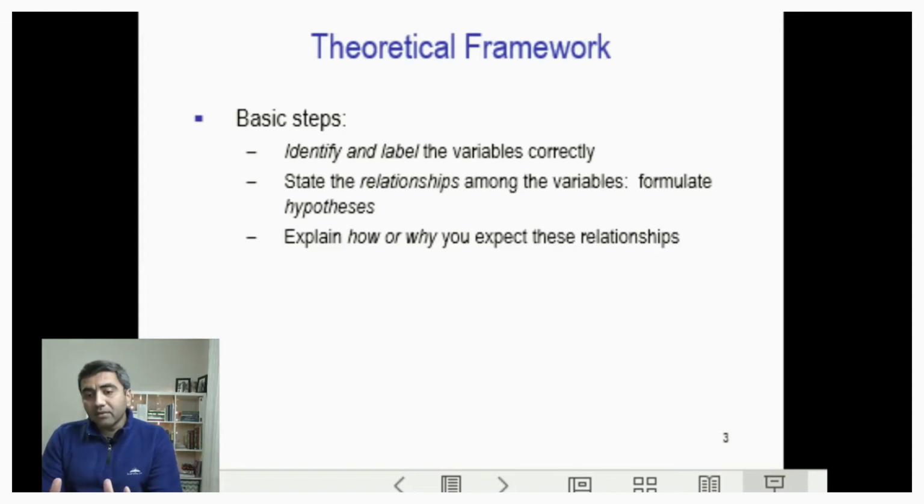So, a theoretical framework involves the identification of a network of relationships among the variables which are considered as the most important to the study of any given problem situation. And for that reason, it is really essential to understand what a variable means and what the different types of variables are.